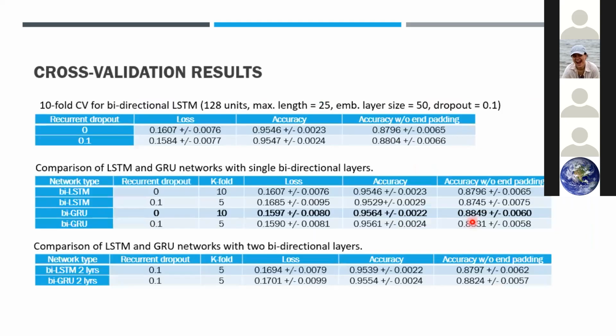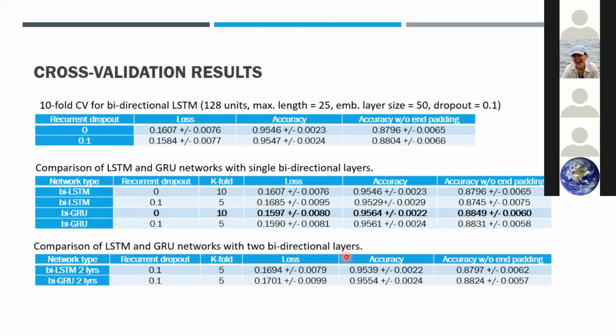So let's look at the cross-validation results where we compare the performance of two types of cells, the standard LSTM and the GRU-based cells with a single bidirectional layer. And you can see we use the 10-fold and 5-fold cross-validation in this case. And the interesting result is that gated recurrent unit networks consistently provided somewhat higher accuracy compared to LSTM networks for the case of 5-fold or 10-fold cross-validation results.